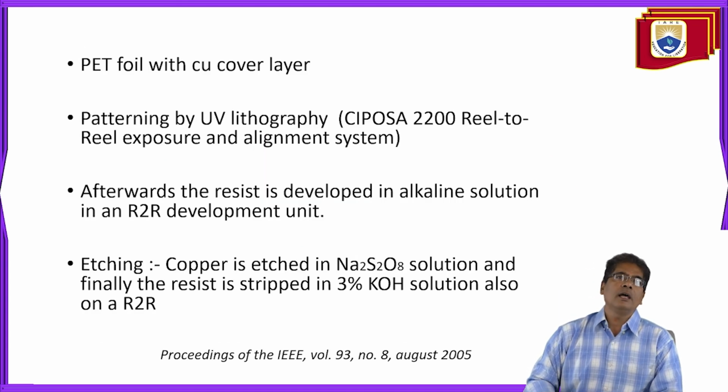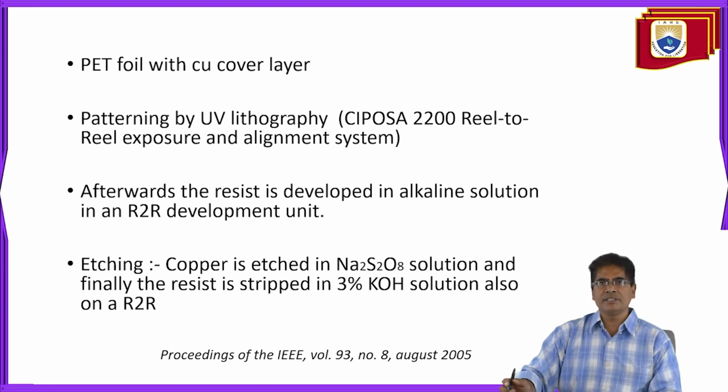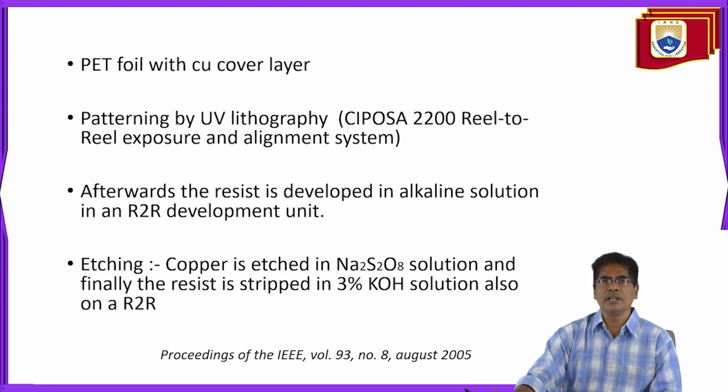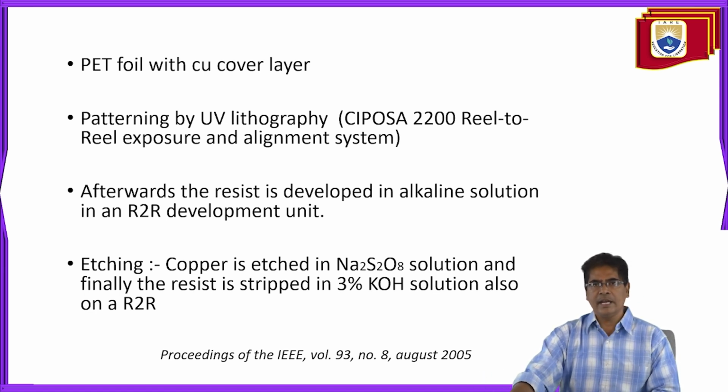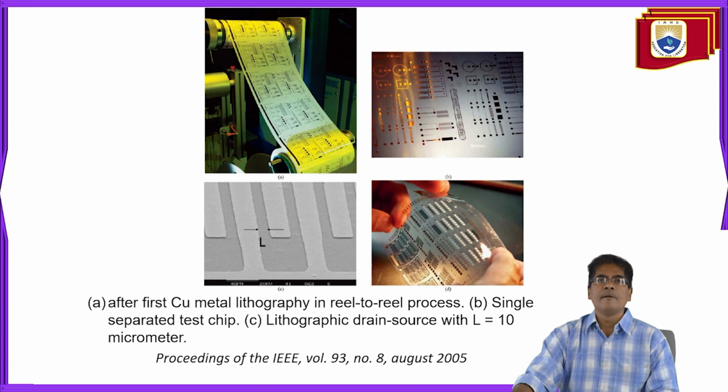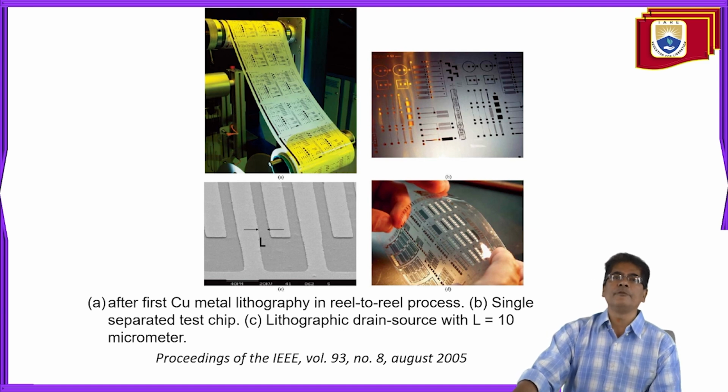PET foil, PET foil with copper cover layer, patterning by UV lithography, using a reel-to-reel exposure and alignment system. Afterwards, the resist is developed in an alkali solution in an R2R development unit. Etching: copper is etched in Na2S2O8 solution, and finally the resist is stripped in 3 kilobit of potassium hydroxide solution as R2R reagents. And this is what we can see on the film.